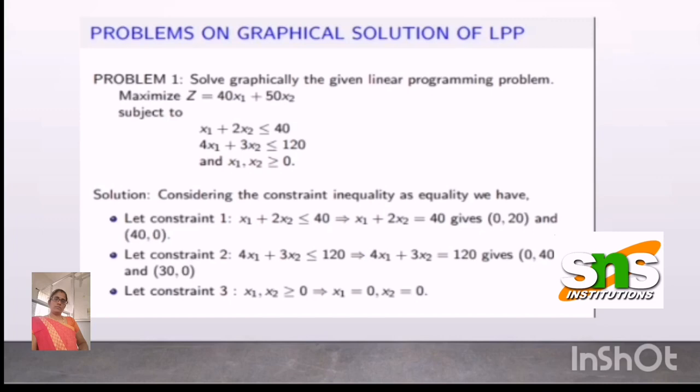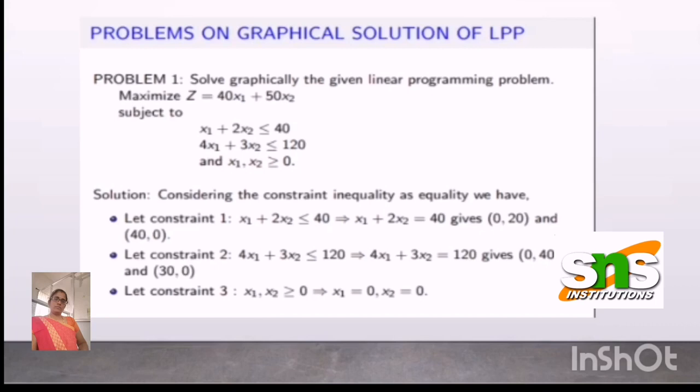First step is we consider the constraint inequality as equality. The first constraint is x1 plus 2x2 less than or equal to 40. The equation of this is x1 plus 2x2 equal to 40. We put x1 equal to 0, then we get x2 is 20, and we put x2 equal to 0, then we get x1 equal to 40. We get 2 points: (0, 20) and (40, 0). We use these 2 points to draw the first constraint.